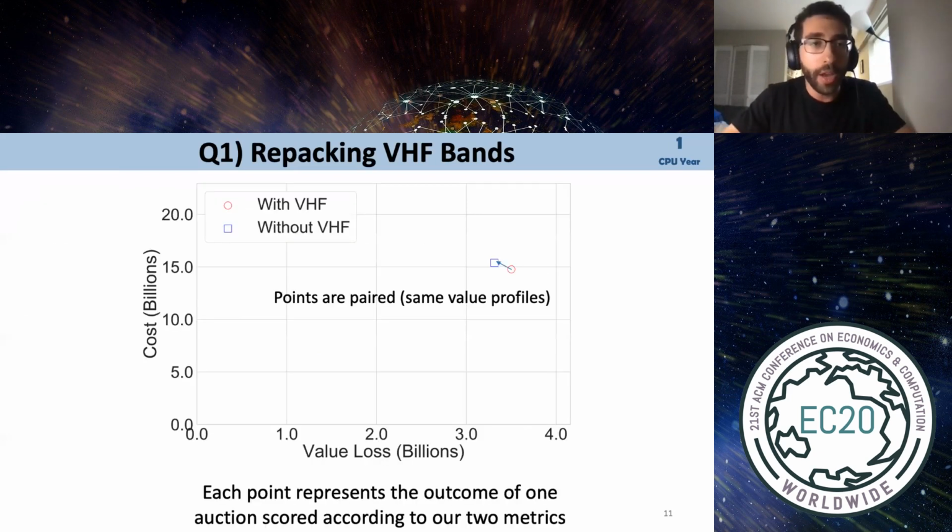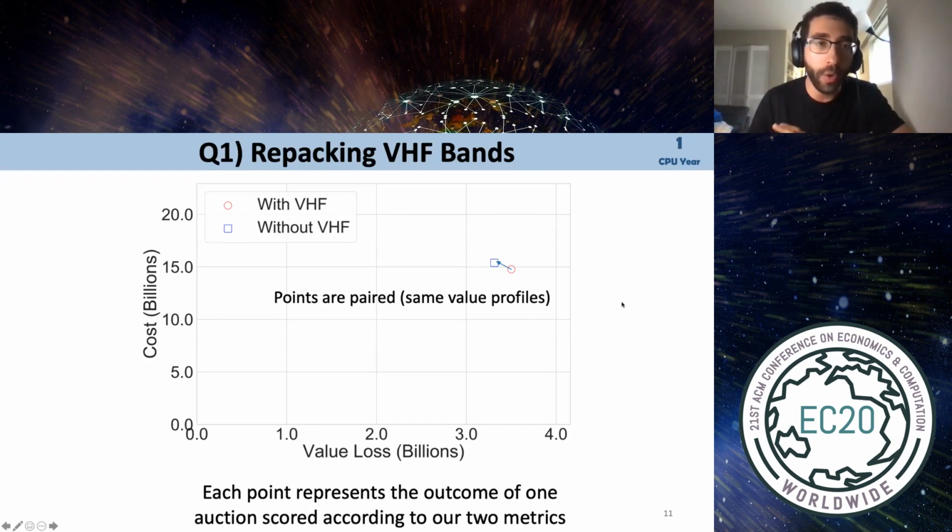So in this graph, what I'm showing you now are, on the x-axis, our value loss metric, and on the y-axis, our cost metric. And every point on this graph is a simulation. So this is a full simulation of the entire reverse auction, including all of the checking whether stations are frozen. So each of these points takes quite a while to generate. And what I'm showing you here is one simulation with VHF, one without VHF, and these points are paired, meaning that they're using the same input value profiles.